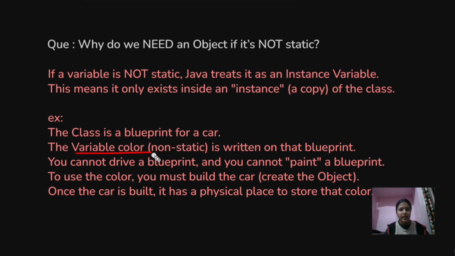Example: the class is a blueprint for a car. The non-static variable color is written on that blueprint. You cannot drive a blueprint, and you cannot paint a blueprint. To use the color, you must build the car, that is, create the object. Once the car is built, it has a physical place to store that color. So basically that is the difference between a global variable with the static keyword and without it.